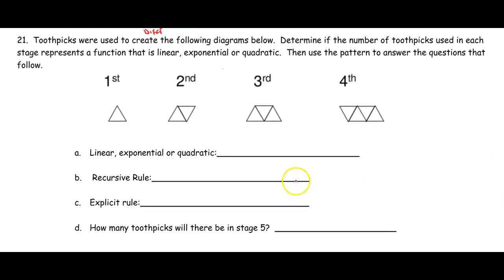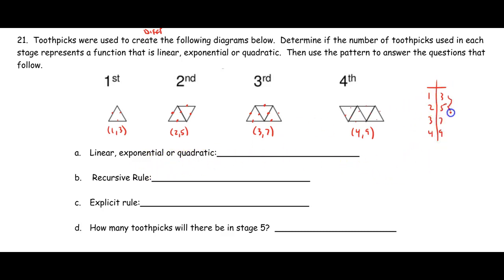And number 21, is this situation linear, exponential, or quadratic? If I count here, I have 1, 2, 3 toothpicks. Here, I have 1, 2, 3, 4, 5. Here I have 1, 2, 3, 4, 5, 6, 7. Then the last one, 1, 2, 3, 4, 5, 6, 7, 8, 9. So if I were to make a table here, 1, 3, 2, 5, 3, 7, 4, 9.